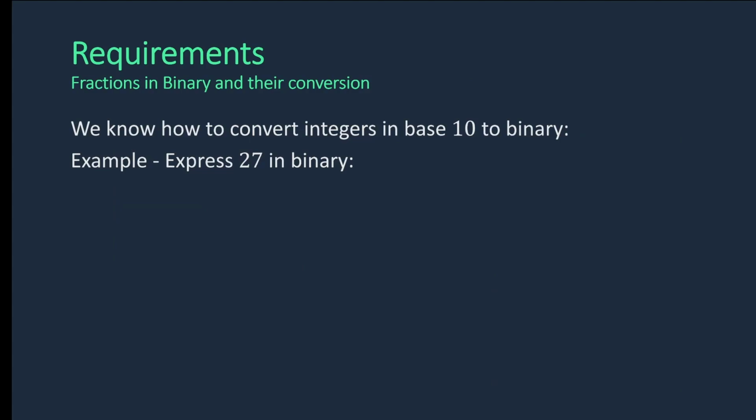Next concept that we need to be familiar with is the concept of fractions in binary. In general, we know how to convert integers in base 10 to binary. That's not that difficult. So we're going to see an example for number 27. Well, we can write 27 as 2 times 13 plus 1. One thing I'd like to point out here is that we are actually dividing 27 by 2, and we get a quotient of 13 and a remainder of 1. That becomes important later on.